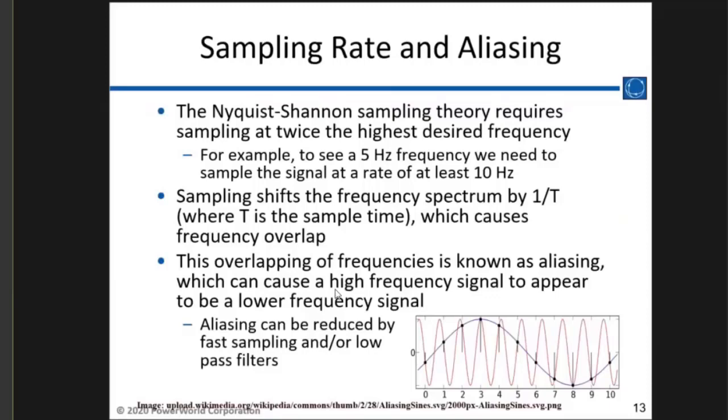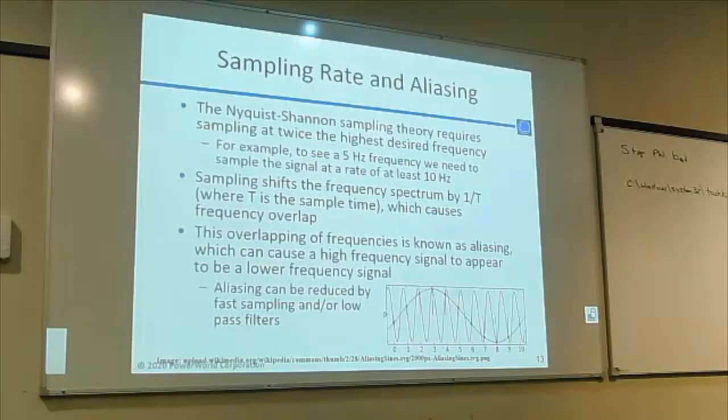And that is just a fundamental requirement. Sampling shifts the frequency spectrum by 1 over T, which can cause frequency overlap. And this overlapping of frequencies is known as aliasing, which can cause a higher frequency signal to appear to be a lower frequency signal. So if you sample too slow, you can get aliasing going on.